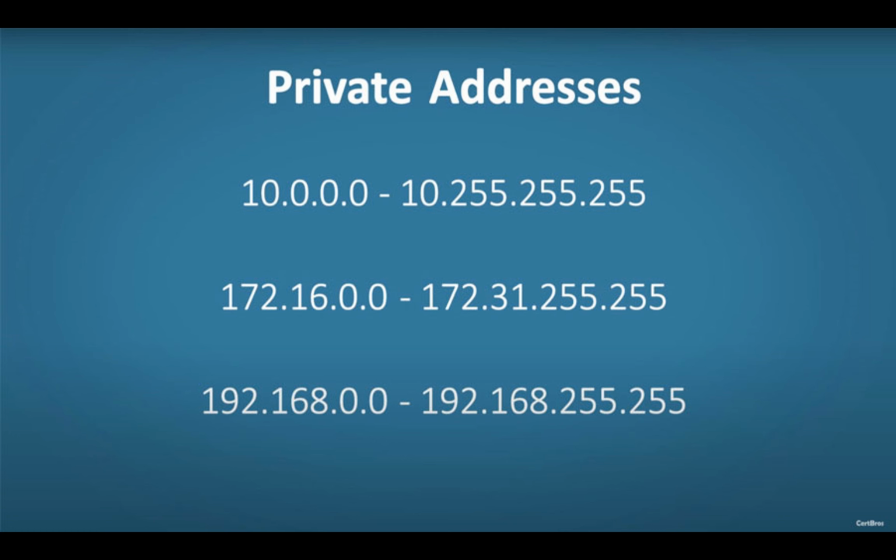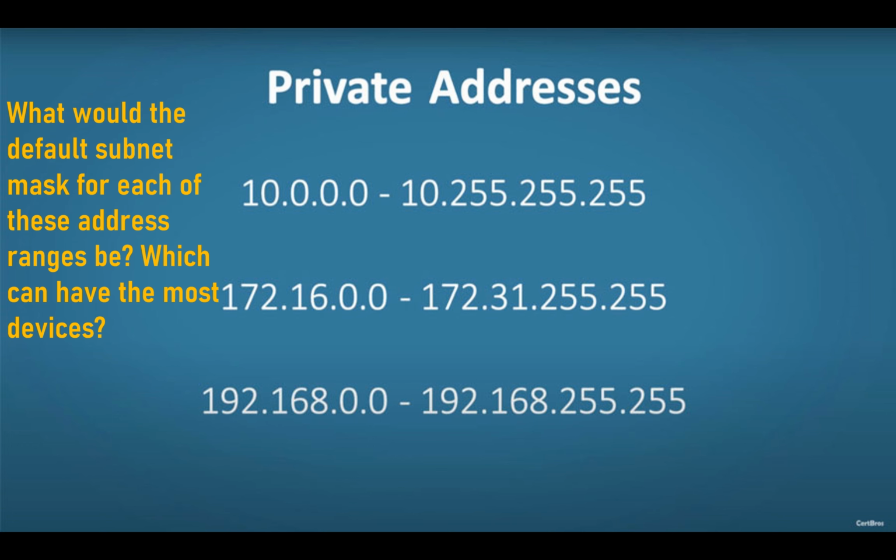Okay, so if we look at the private address ranges, let's try and guess what the subnet mask is going to be for each of these. If we look at the first one, the 10 is constant in both of them, whereas the next 24 bits, the three zeros and three 255s, are changing. Therefore the first 8 bits are going to be the network ID, and the last 24 bits are going to be the host ID. So the subnet mask is going to be 255.0.0.0.